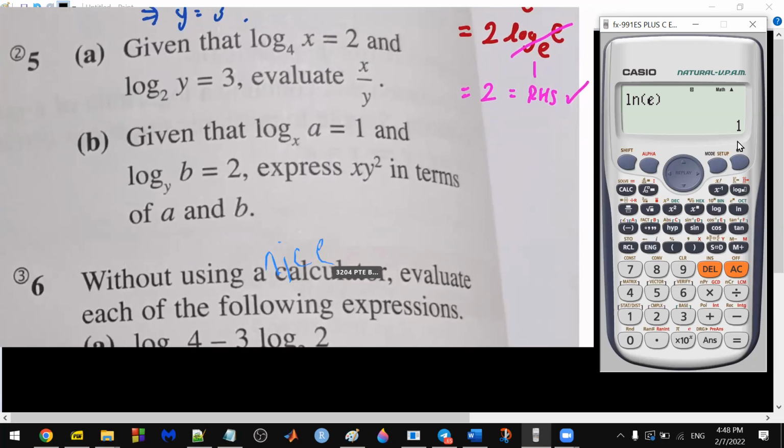5a. Given that log x base 4 equals 2 and log y base 2 equals 3, evaluate x over y. How? x equals 4 to the power of 2. y equals, wait, 3 power 2 or 2 power 3? 2 power 3. The base stays as a base. The base 2 here, you bring to the other side, it still stays as a base. Base 2, then power 3. Let me just write down.